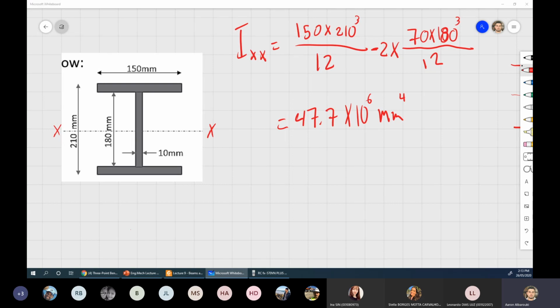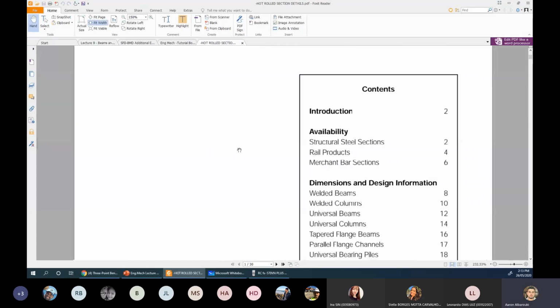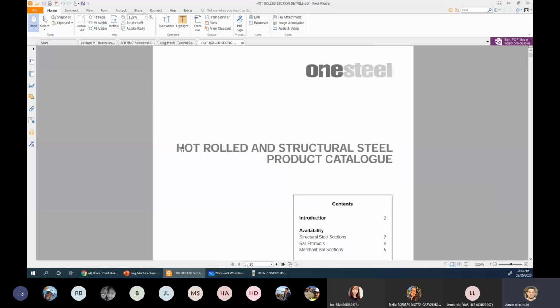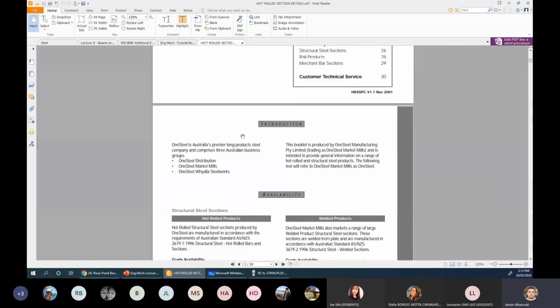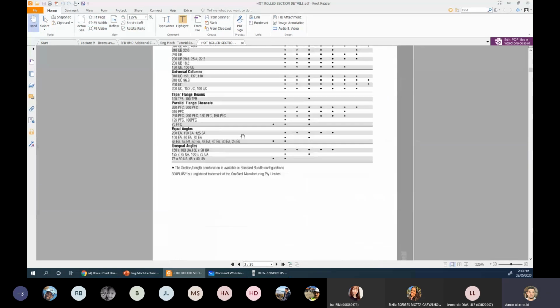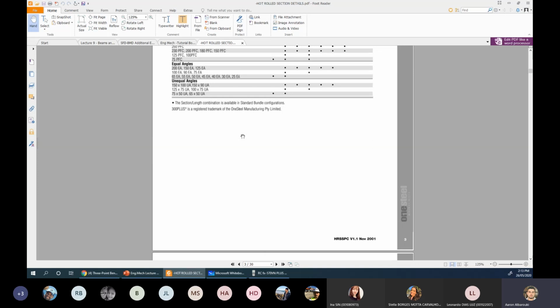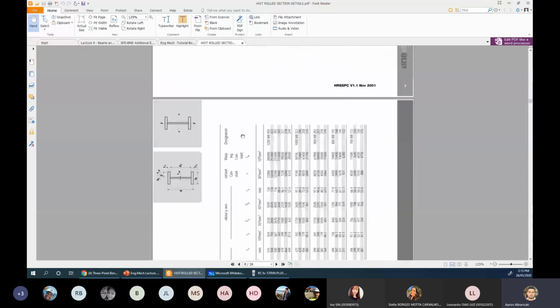If you look at your tables here for the steel sections, you need to go to structure analysis, book, steel. These are the product catalog, or the information or capacity tables, what we call them, for different types of steel beams.